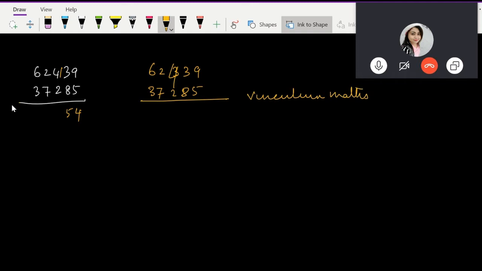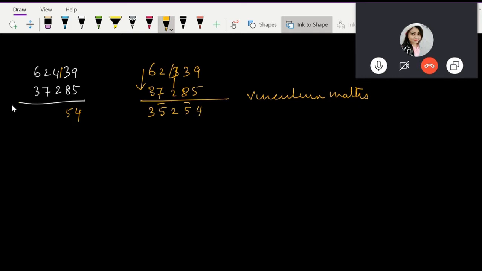which is very common in any competitive exam. So what I did was I just subtracted each number from the other one. So 6 minus 3 is 3, 2 minus 7 is minus 5. Right. So instead of minus 5 I put a 5 bar. 4 minus 2 is 2, 3 minus 8 is minus 5, and 9 minus 5 is 4, right?